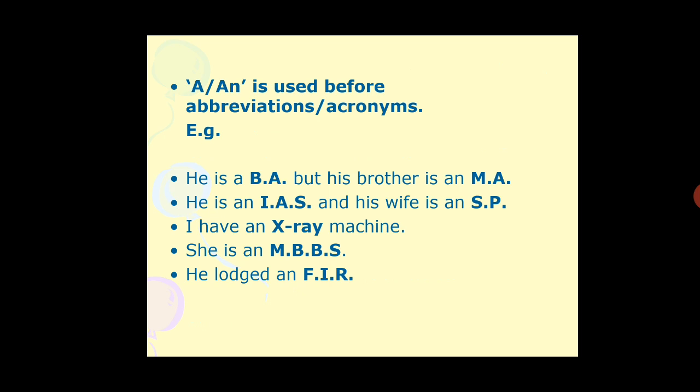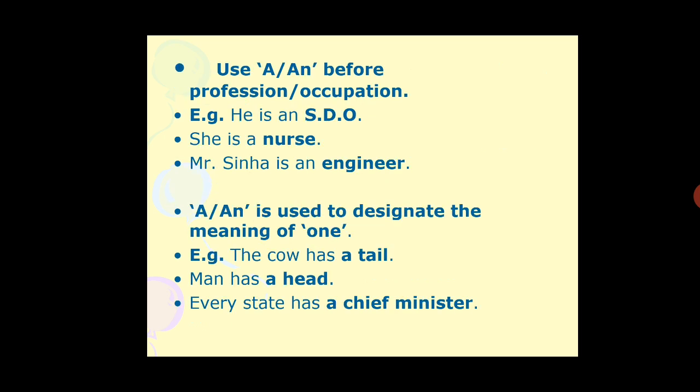You need to be very alert and very careful in putting a and an. You can see in he is an IAS, again I. So what sound comes first? Okay. Similarly, SP. That's why an. But if it would be superintendent of police, then it would be a superintendent of police, but here SP is there, that's why we'll put an. Okay, you can see the similar examples.